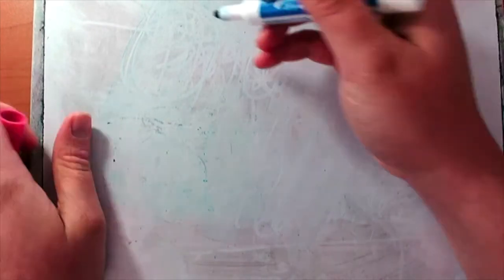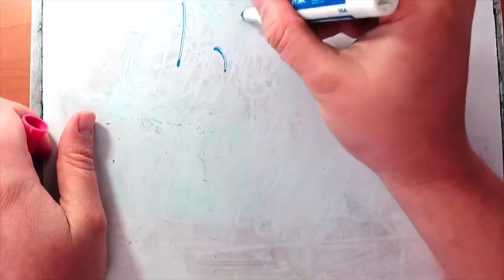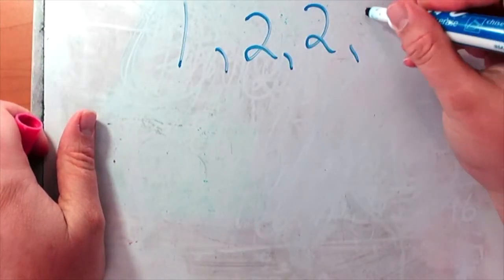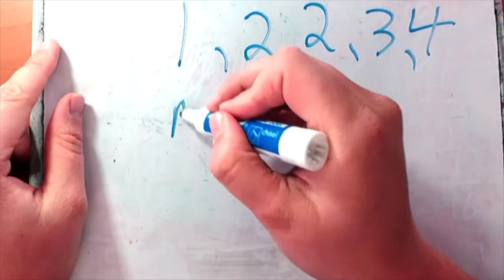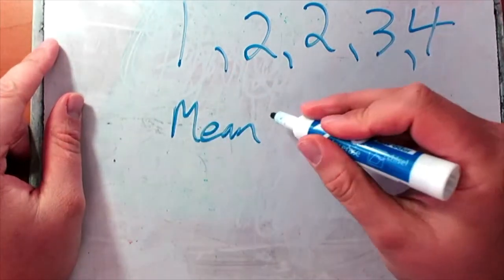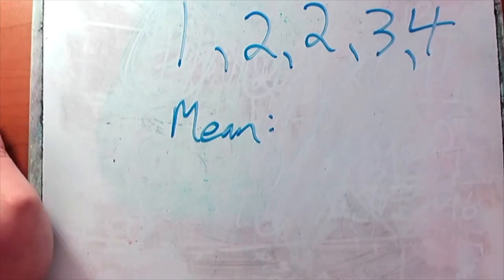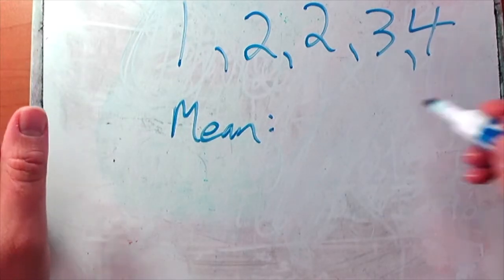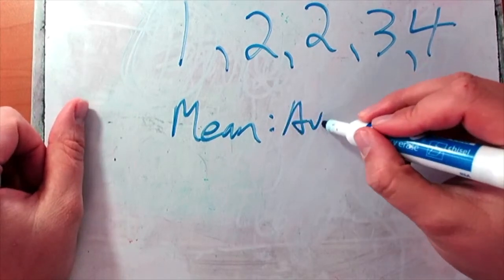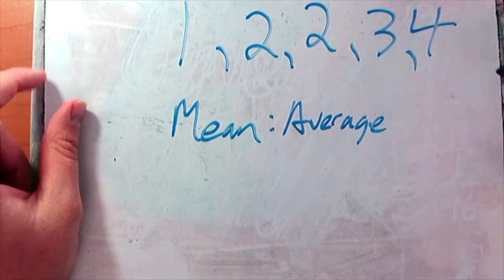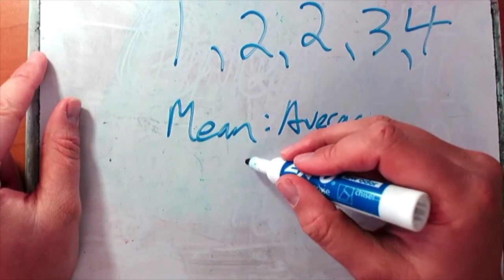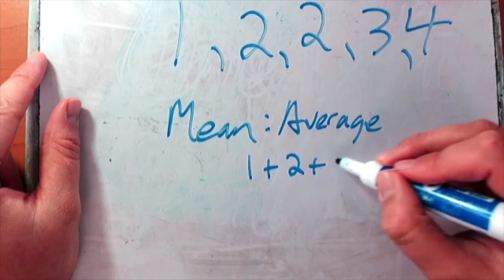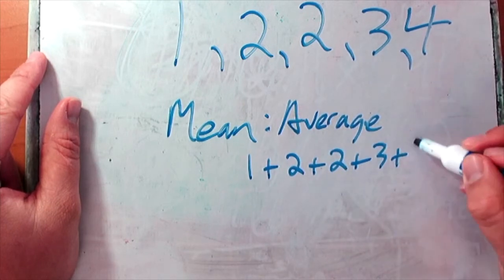Question 6, 7, and 8. Now we've got a data set: 1, 2, 2, 3, and 4. First thing is the mean. Well, the mean is not being mean, but is calculating the average. Average is another word for that. The way we're going to calculate that is we're going to add these all up. 1 plus 2 plus 2 plus 3 plus 4.